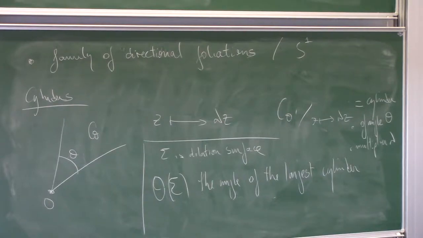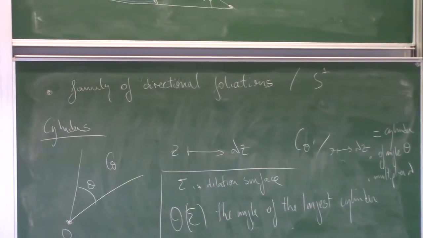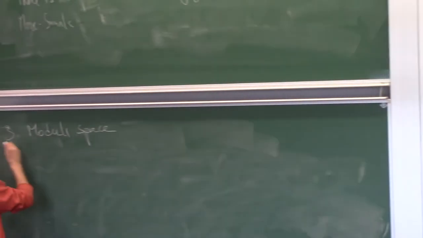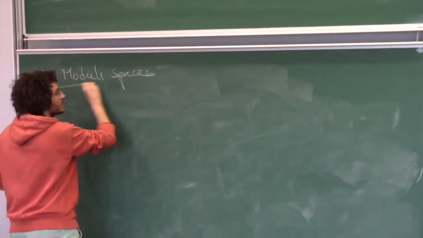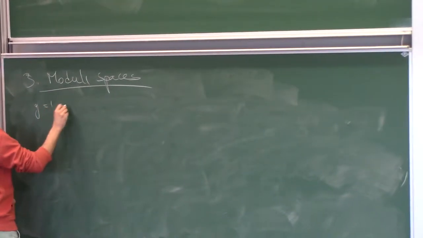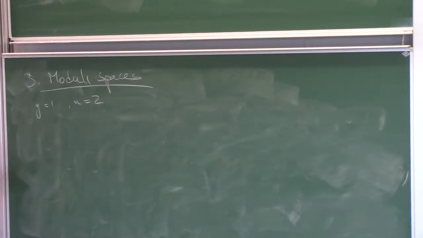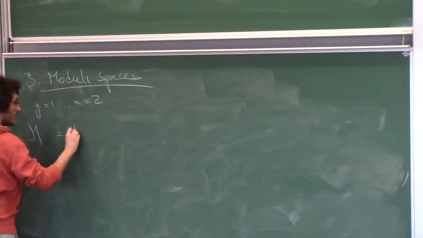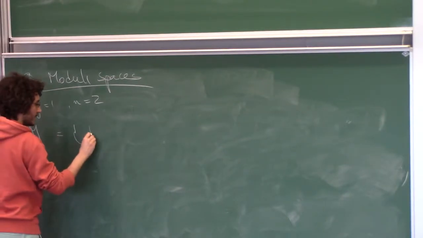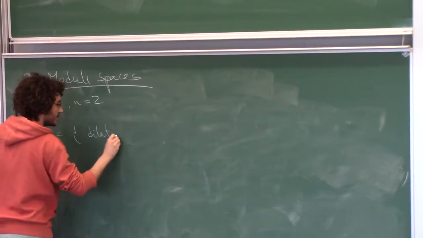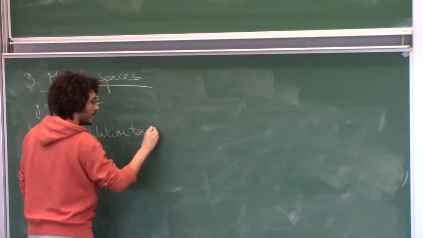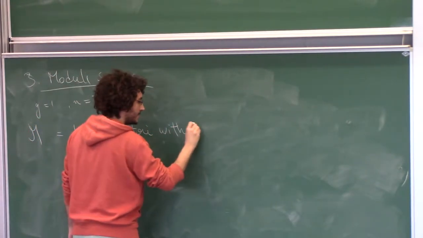So from now on, I'm going to restrict to the case of tori with two singularities, to make this position simpler. Now g equals 1 and n, the number of singularities, equals 2. Okay, so I can call M the moduli space of dilation tori with two singularities.